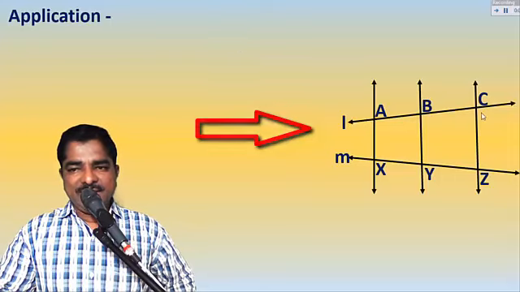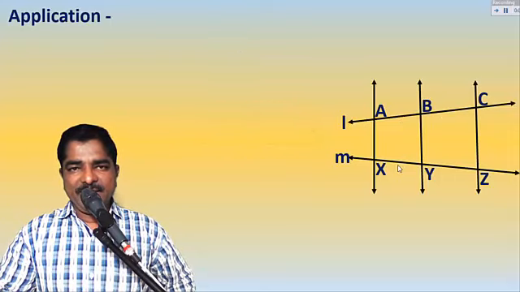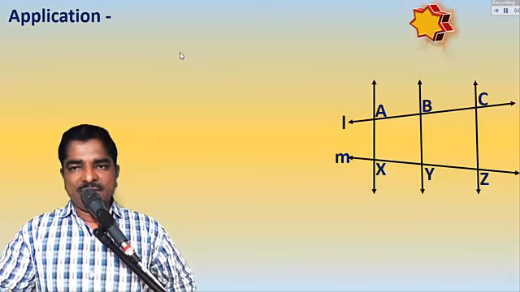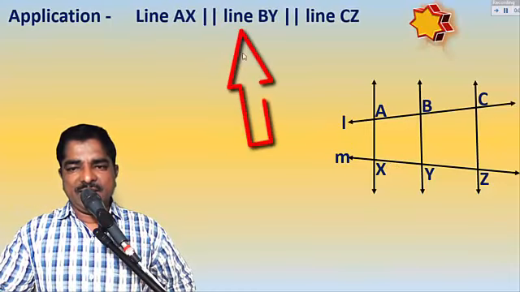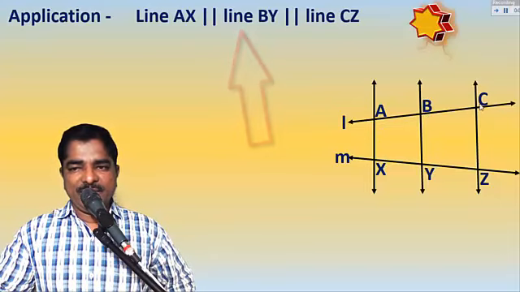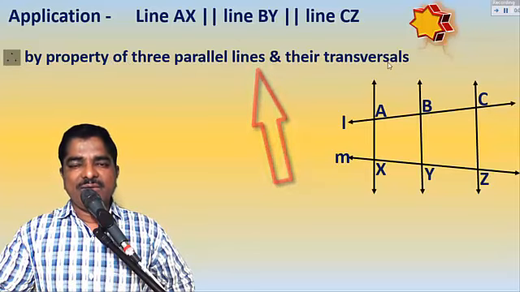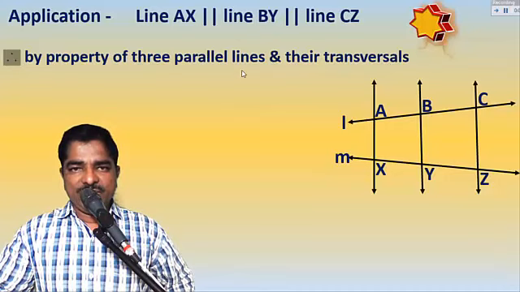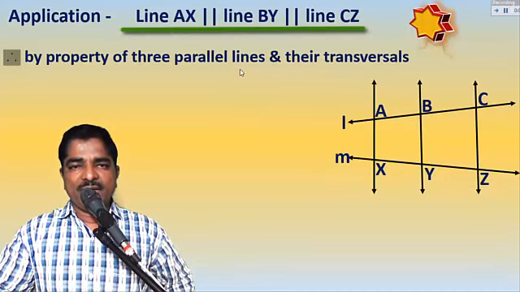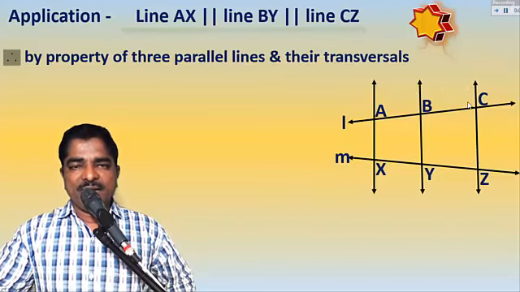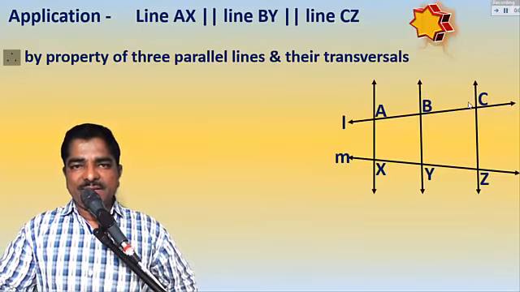Which are the three lines? Line AX is parallel to line BY, which is parallel to line CZ. Therefore, by the property of three parallel lines and their transversals. Why can we use this property? Because the three lines are parallel. By that property, what do we write?